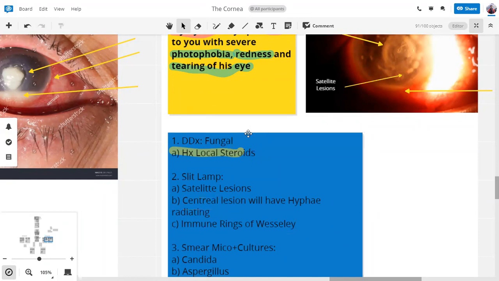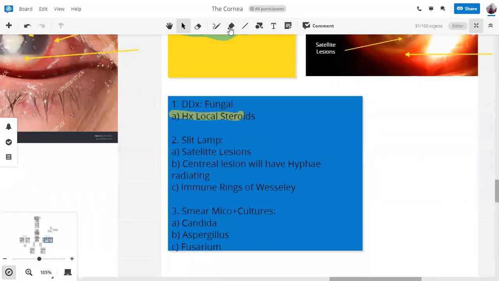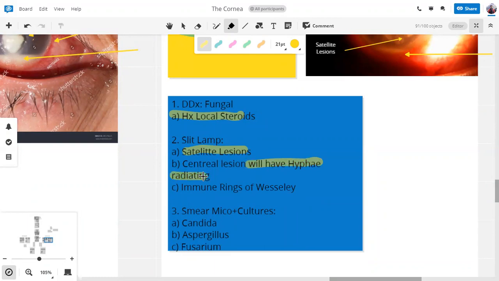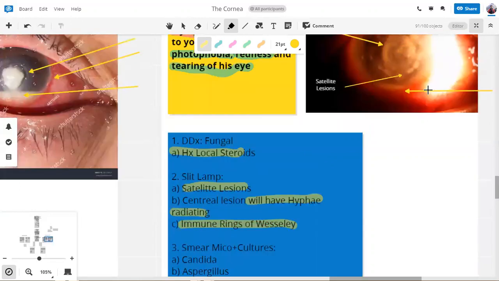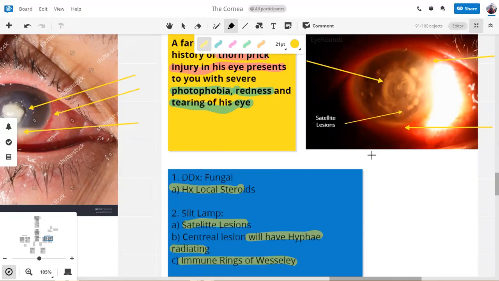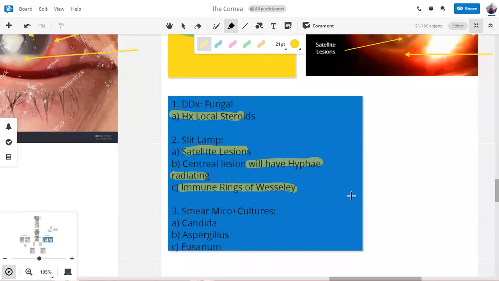So 3 buzzwords which are associated with fungal corneal ulcers. The first, satellite lesions. The second, radiation of hyphae or finger-like protections from the central lesion. And the third is the presence of immune rings of Vesely. And in this case, if we perform a smear and a culture of the specimen or scrapings, we will find that one of these 3 will be the leading candidates for which will have caused this corneal ulcer. All right, so 3 important things we've seen.